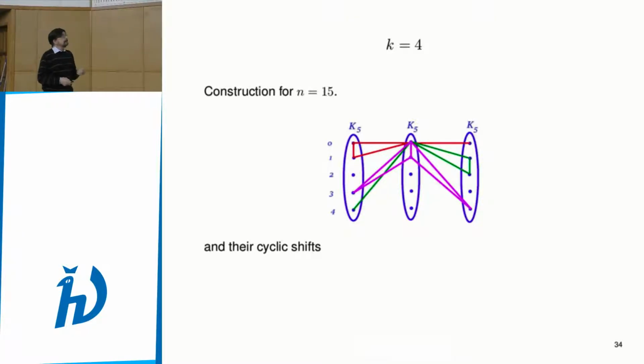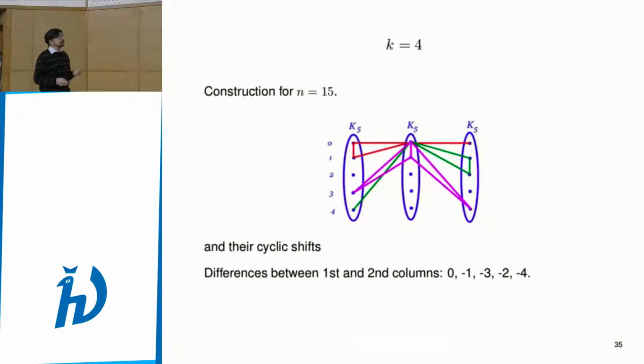And they have, one has 2 elements here, one here, one has 2 elements here, one here, and this one has 2 elements here and one here. And now take the cyclic shifts. So we add any number modulo 5 to the construction.